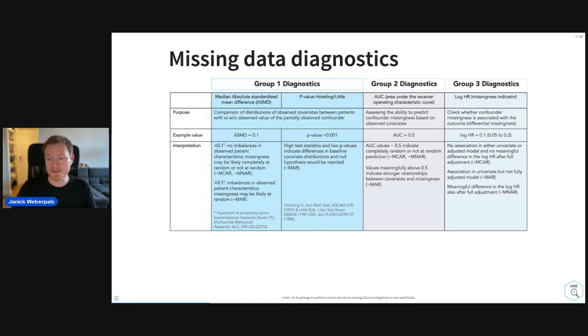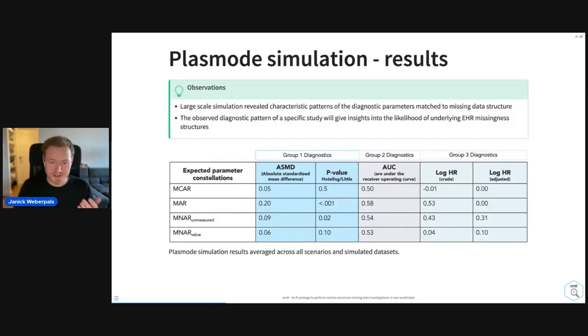Whereas if we see an association in the univariate model but not in the fully adjusted model, this would rather lead us in the direction of a missing at random mechanism. And if we see meaningful differences in both univariate and adjusted model, this would be rather likely a missing not at random mechanism. And these are just the results of the plasmode simulations that we performed.